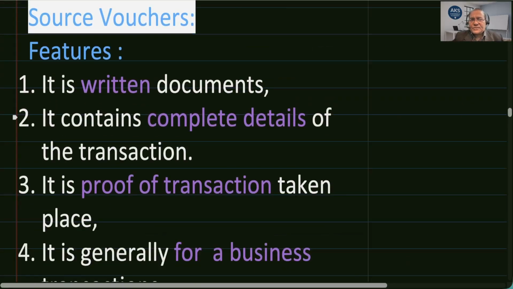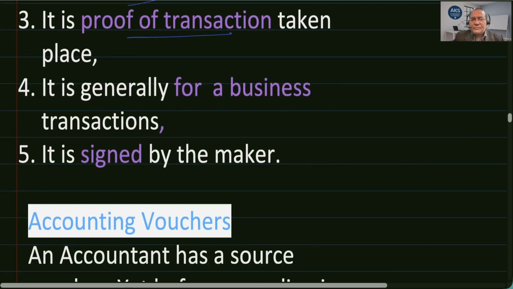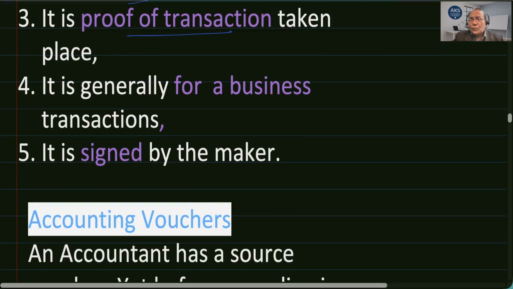Now, what are the features of source vouchers? It is a written document. This is the first important thing: source vouchers are written documents. It contains complete details of the transaction. We have seen that. It is proof of the transaction, because if a transaction has taken place, there is corresponding evidence in the form of documents or vouchers which are submitted. Then it is generally for a business transaction. It is signed by the maker. So these are a few essentials. Now, what are accounting vouchers?